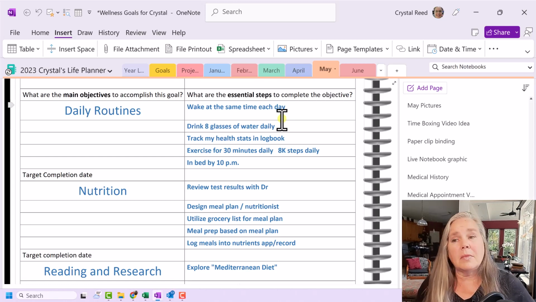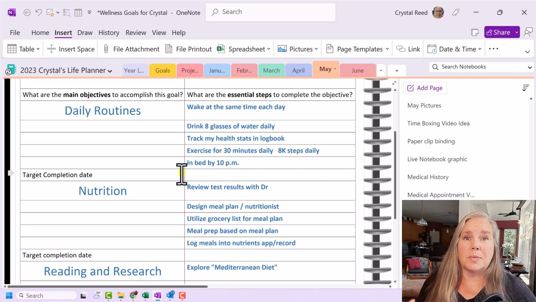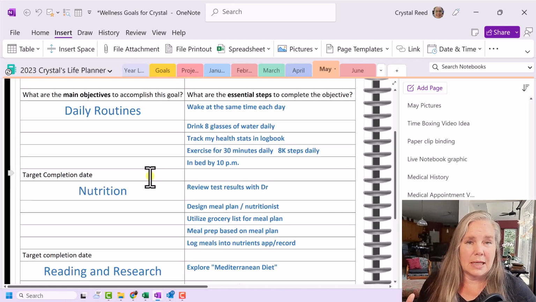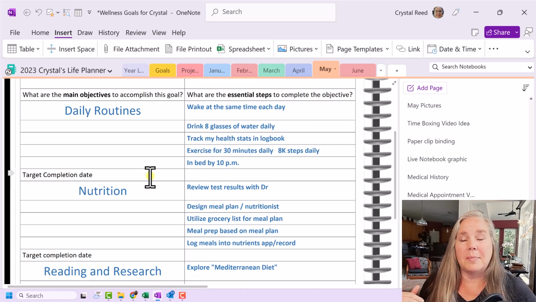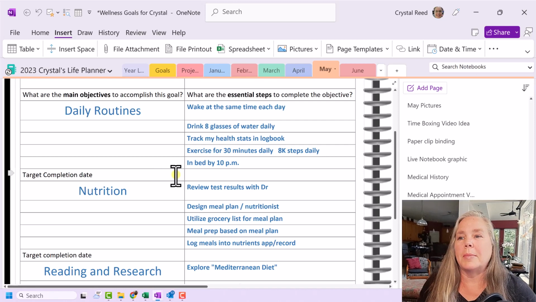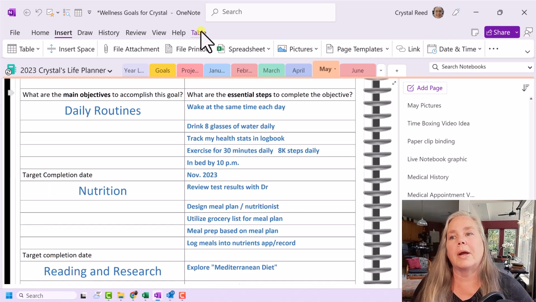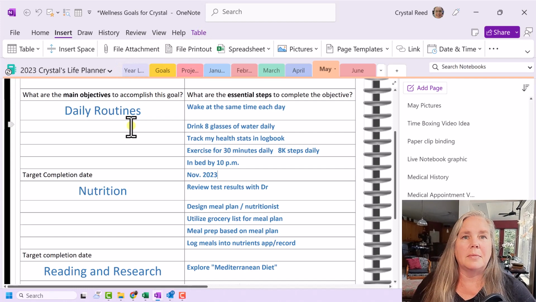All right. Then you see that I put down here a target completion date, because that's one of the things for good goal setting, to make sure that you have a completion date for that. And I would like to have this result in by the next time I have my blood work done, which is 6 months from May. So May, June, July, August, September, October, November. Okay. So I'm going to add a date in here of November 2023. Okay. All right.